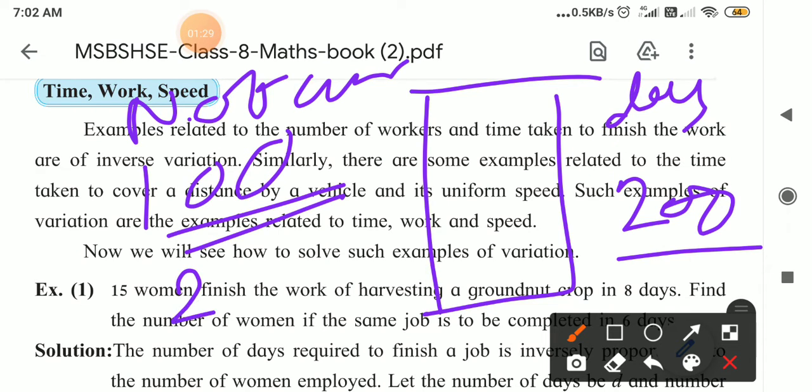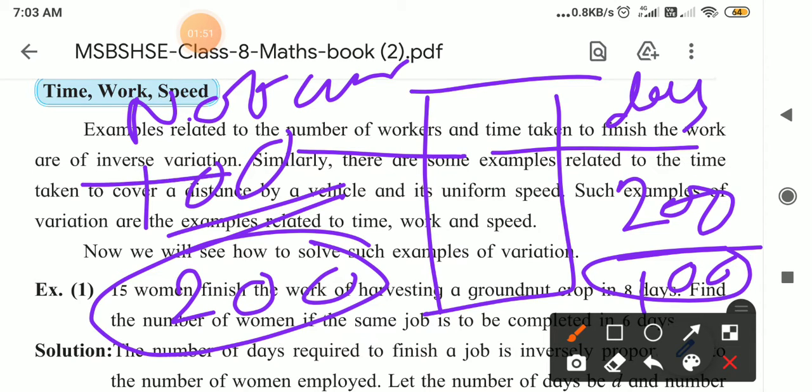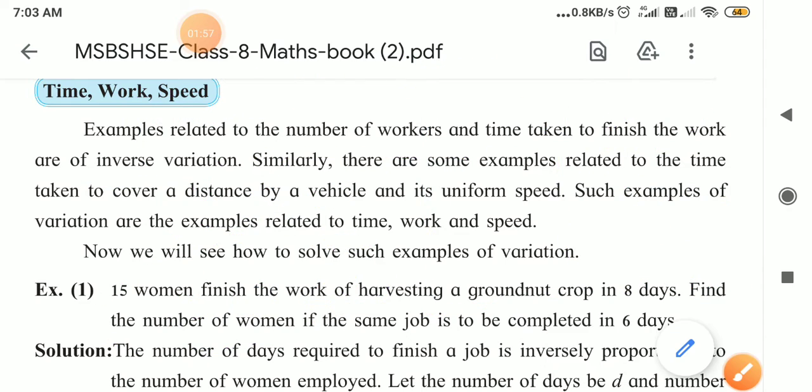If we double the number of workers, the days are half. This means if the number of workers increases, the days decrease. This is called inverse variation. So the number of workers and the time taken to finish the work are in inverse variation, so n is inversely proportional to 1 upon t.